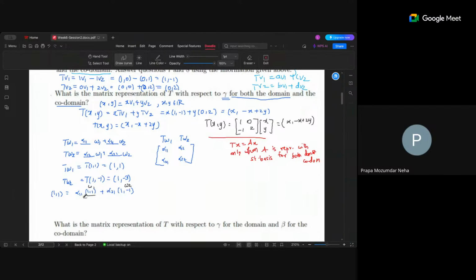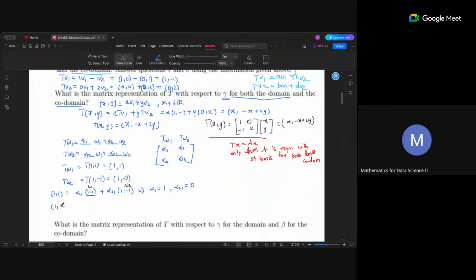Now what should be the coefficients? This is a very straightforward equation. Alpha 1,1 should be 1 and alpha 2,1 should be 0.